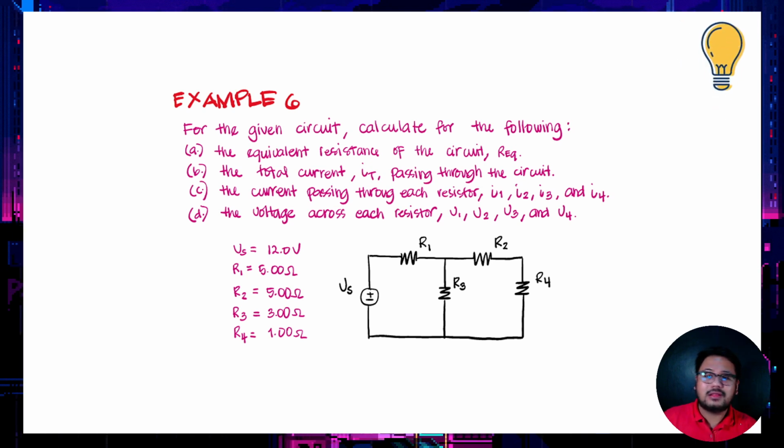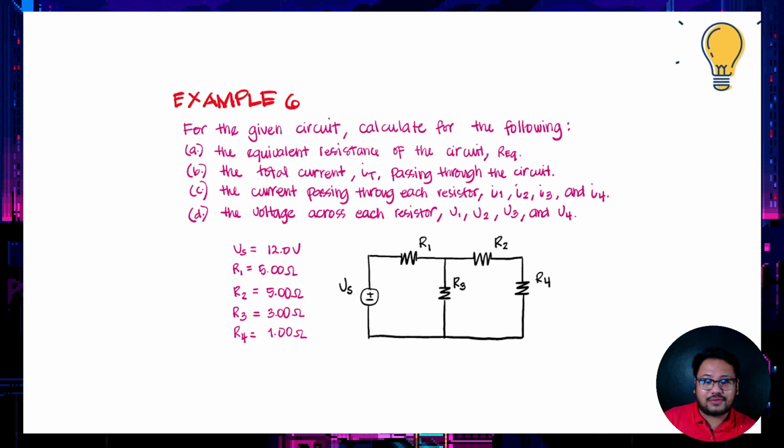And lastly, the voltage across each resistor, that is V1, V2, V3, and V4. Given that Vs is equal to 12 volts, R1 is 5 ohms, R2 is 5 ohms, R3 is 3 ohms, and R4 is 1 ohm. This is a combinational circuit. It's a series-parallel combination.